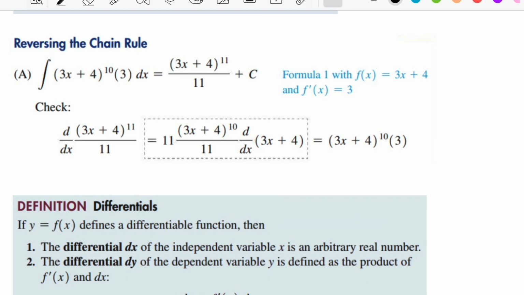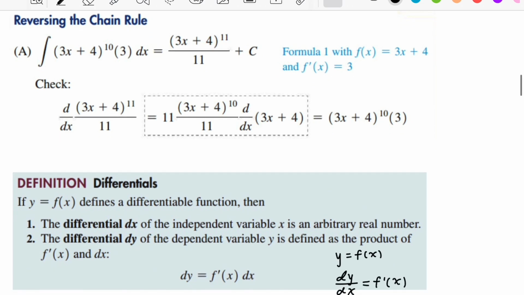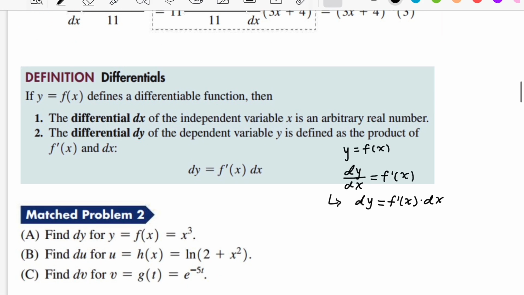And we can think of this because if we had a function y is equal to f of x, and we want to find the derivative of y with respect to x, it would be equal to this here. And then solving for dy, we can multiply by dx on both sides, and so we get f prime of x times dx. So let's look at some examples of this.